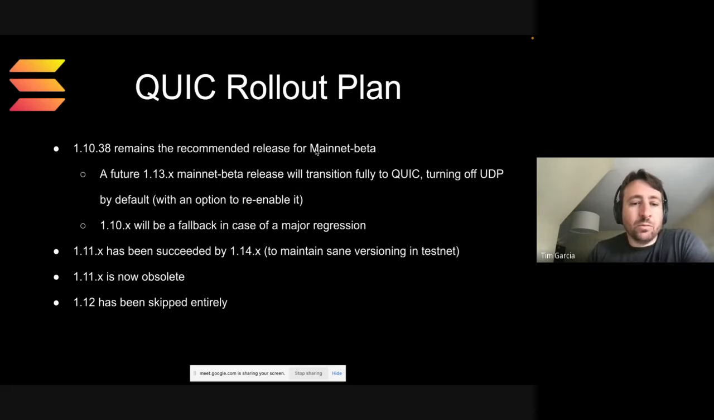Because of the desire to have 1.10 as a fallback, and because we're bumping up to 1.13, that means these other branches are changing. So on testnet, 1.11.x is transitioning to 1.14.x. Nothing really needs to be done there except for following the recommended releases on testnet. 1.11 is now obsolete, and 1.12 is just going to be skipped entirely. This was to avoid the problem of 1.11 for testnet and then 1.13 for mainnet, which would be a confusing scenario.